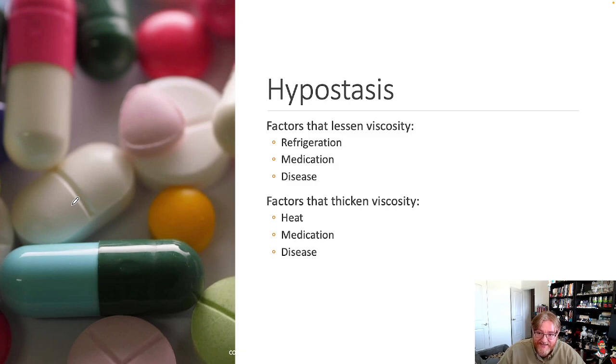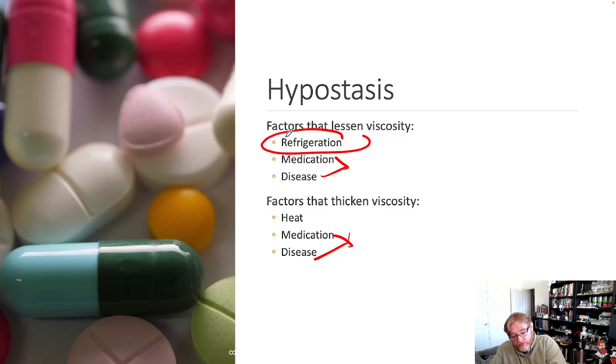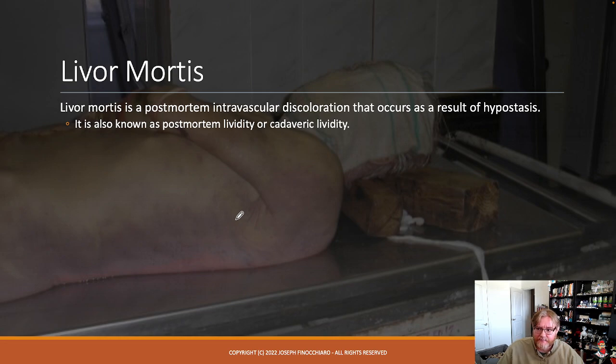So what are the factors that lessen viscosity? Refrigeration, medication, and disease. Factors that thicken viscosity: heat, medication, and disease. So the first thing is these two, medication and disease, can either make fluid more wet or fluid less wet. Refrigeration will cause fluid to be retained over time. You won't evaporate fluid from inside the body as quick. Heat will cause the body to lose fluid and things will thicken over time. And as professional embalmers, that is something that is a major concern to us.